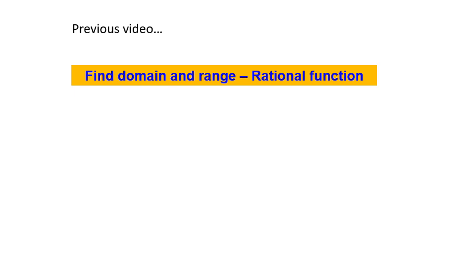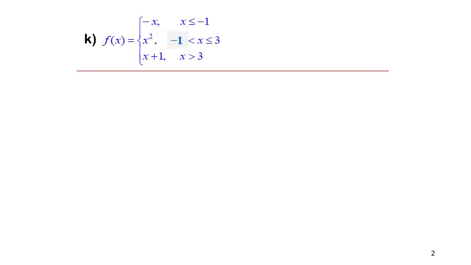In the previous video, we learned how to sketch the graph and find domain and range for rational functions. In this last part, in this video, we discuss a piecewise defined function. A piecewise defined function is a combination of two or more functions, where it is separated by the values of x that define each function.